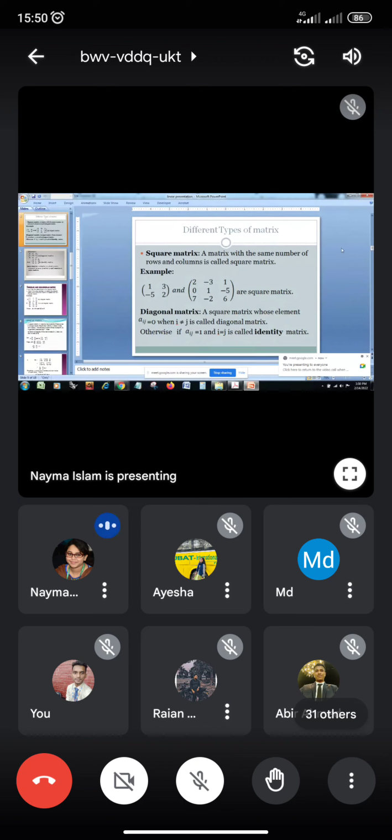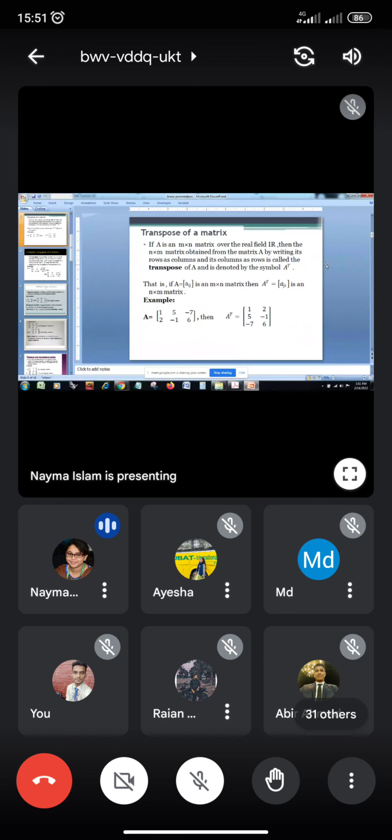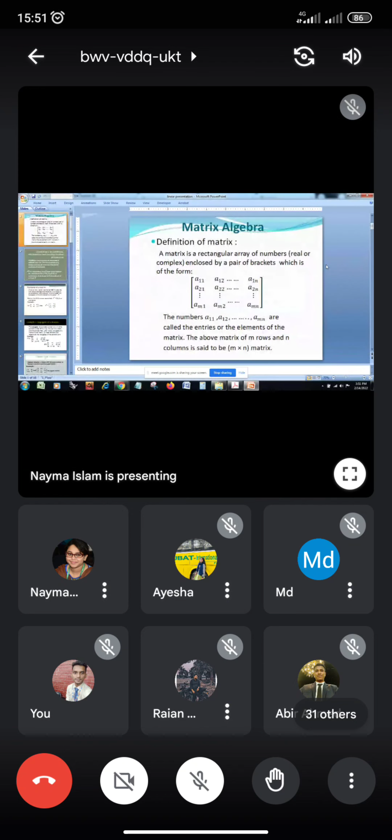What does it mean? In the first slide, what I showed you earlier, A11, A12 indicates the position of the elements. I have already told you. Here aij means all the elements together. What is the diagonal matrix? The diagonal matrix is when i is not equal to j, those elements will be 0.